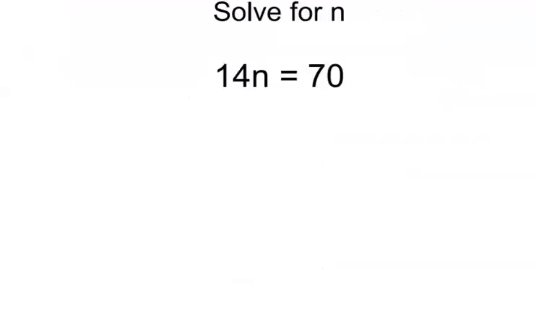All right, so now we are going to solve for n. Okay, so we have 14n right next to each other. That means we are multiplying. Remember, to solve for a variable, we always solve by doing the opposite operation of what's going on. So since this is multiplication, we are going to solve it by doing division.